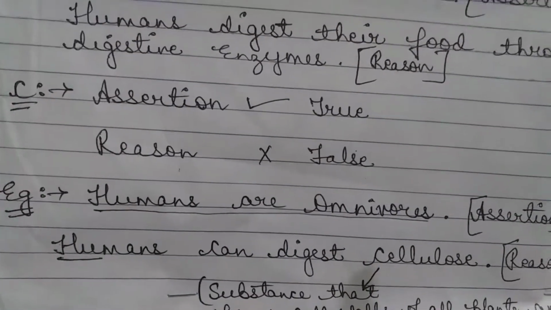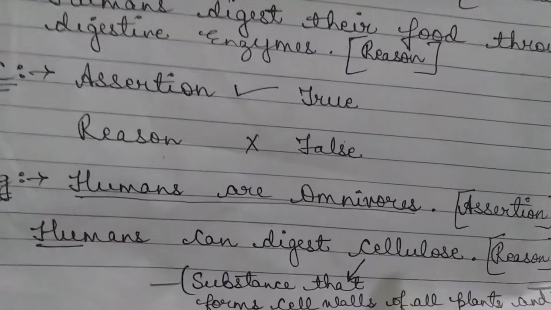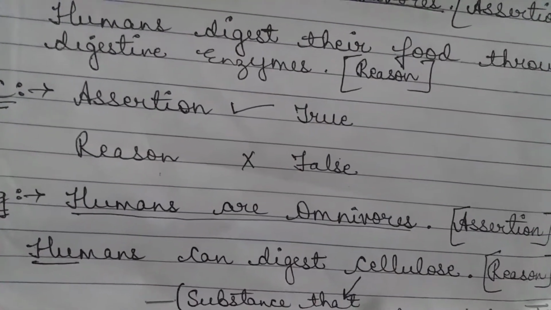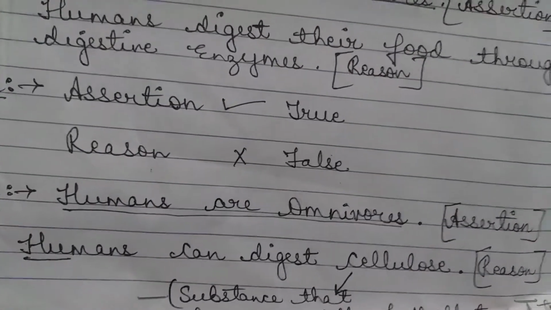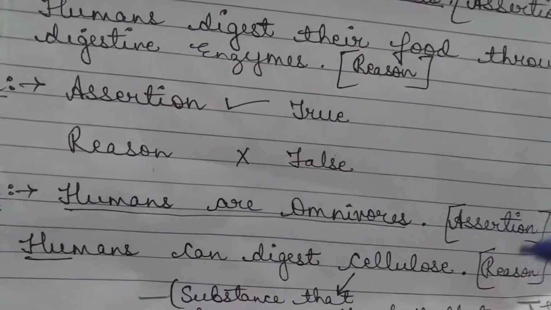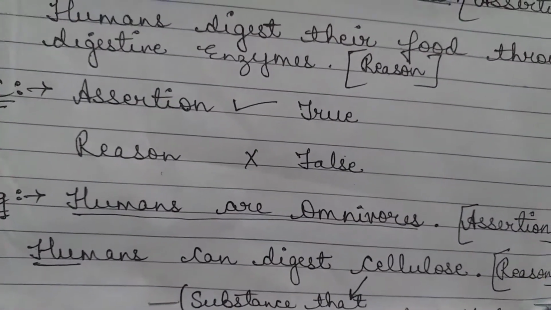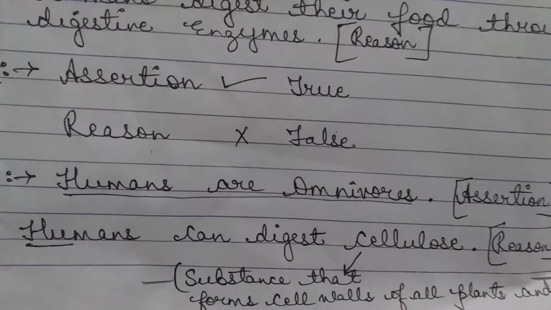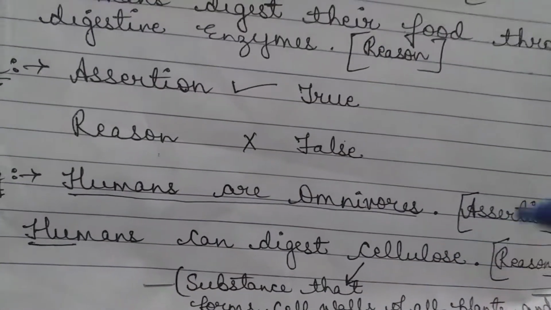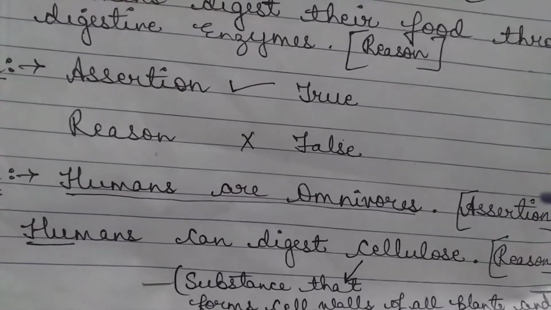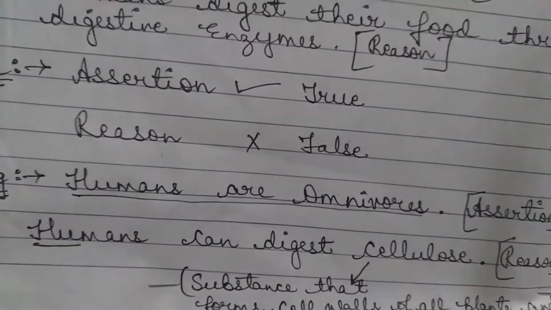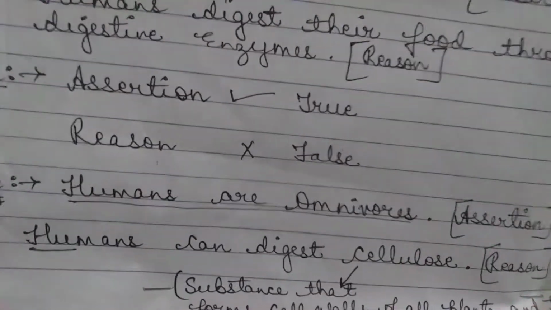For example, humans are omnivores. Yes, humans are omnivores, but for that they have given a reason: humans can digest cellulose. Okay, but this is not true. Humans cannot digest cellulose. What is cellulose? Cellulose is a substance that forms the cell wall of all plants and trees. But humans are not able to digest cellulose. So the assertion is true but the reason is false. You can mark your answer as C.